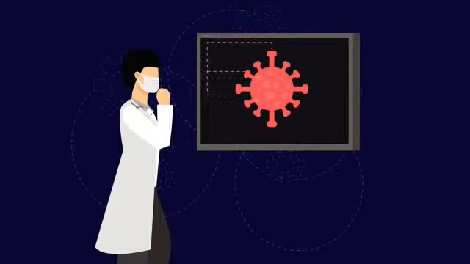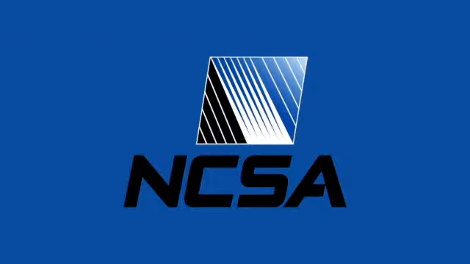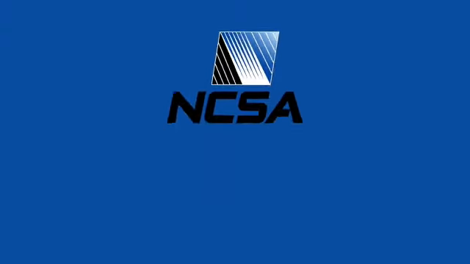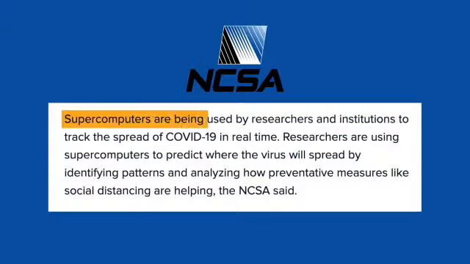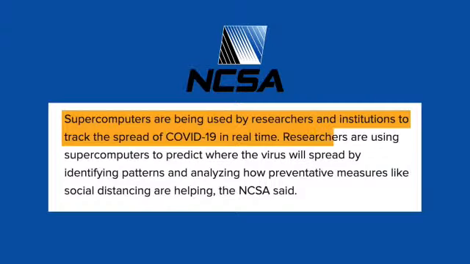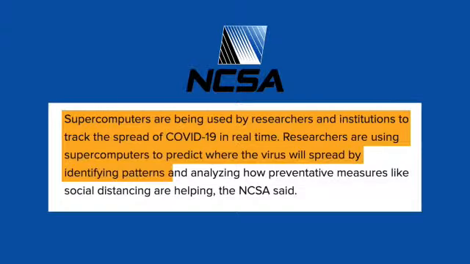They are also used to interpret new disease strains and predict illness behavior and treatment. And in relation to that, did you know that supercomputers have played a significant role in COVID-19 research? According to the National Center for Supercomputing Applications, in the article from techrepublic.com, supercomputers are being used by researchers and institutions to track the spread of COVID-19 in real time. Researchers are using supercomputers to predict where the virus will spread by identifying patterns and analyzing how preventative measures like social distancing are helping. Now let us talk about microcomputers.